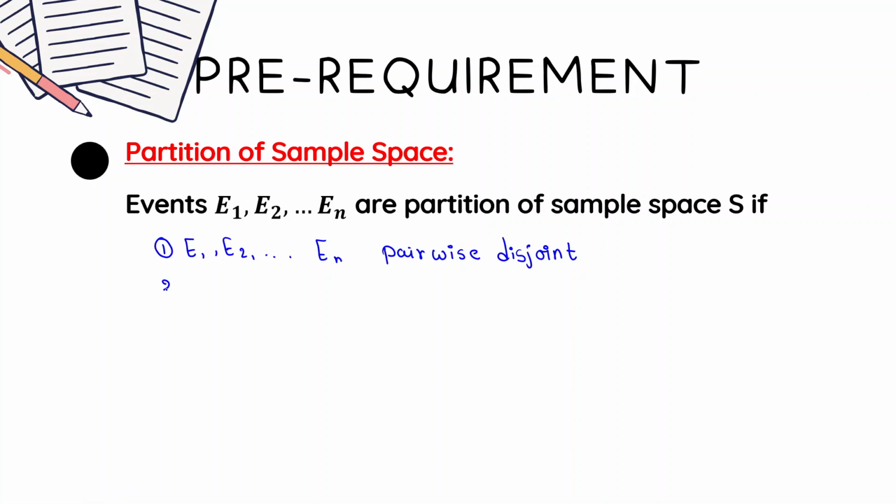The second condition to be satisfied is that if you consider the union of them, E1 union E2 union till En, if you consider the union of all of them, you should get the sample space. If these two conditions are satisfied, then we say that E1 to En are nothing but a partition of the sample space. Right? This is the second pre-requirement for us.